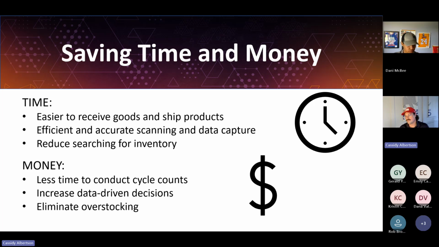And all of this is to save money. I mean, time is money. And you're spending less time to conduct those cycle counts, instead of scanning individual barcodes to get an accurate representation of what you have in inventory. You can easily do this with an RFID reader. The other key point is to increase data-driven decisions. By having that data in front of you in a platform, you'll really be able to make cost-effective decisions. And one of those examples is eliminating overstocking, right? You don't want to be too leveraged in one area of your business.